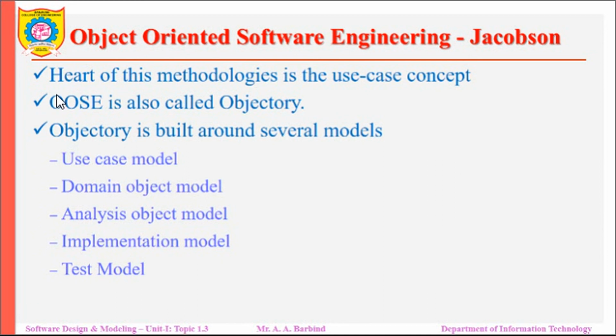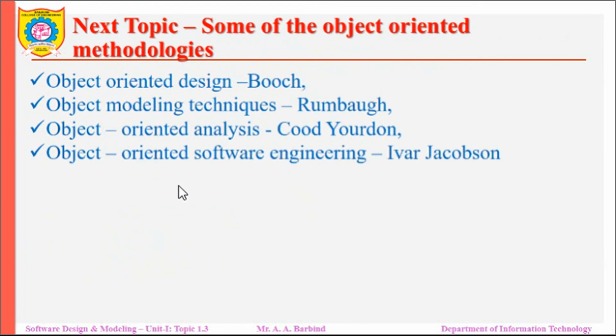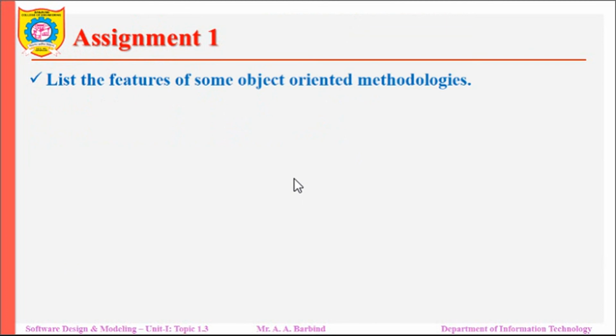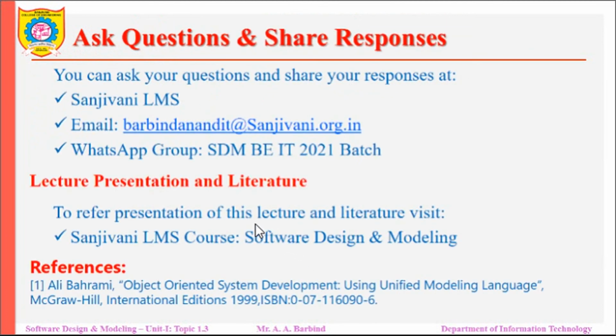So how was that unification done? These authors, these researchers, Rumbaugh, Jacobson, came together, and they developed one unified approach. That we shall see in the next class. So this is what we have discussed in this topic, and in the next class we shall see the unification.